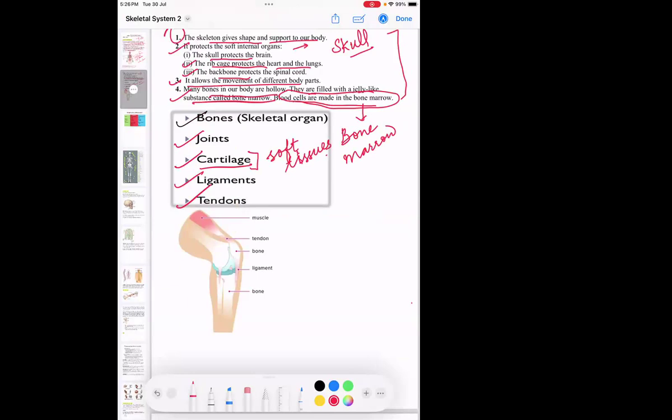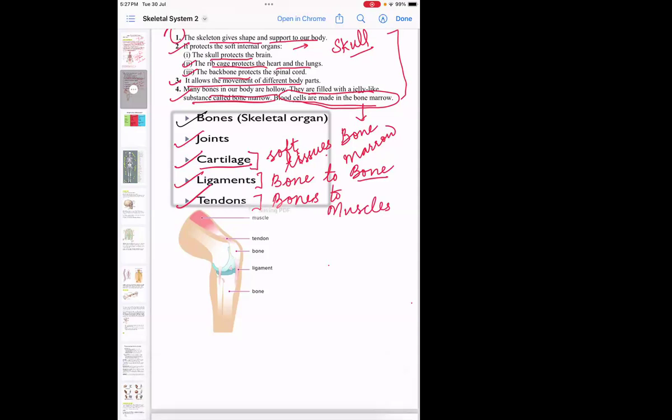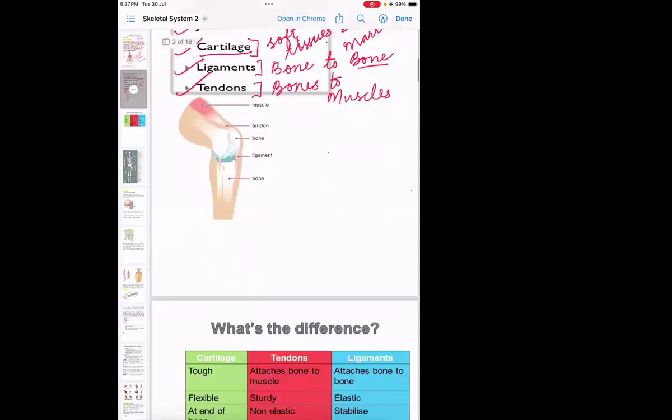Very good. Now, coming to the ligament and tendon, the ligament helps in the connection of bone to bone. So bone to bone will be getting connected with the help of the ligaments, whereas in the case of the tendon, the bones will be getting connected to the muscles with the help of the tendons. So a ligament is a connection between bone and bone, whereas a tendon is a connection between bone and muscle.